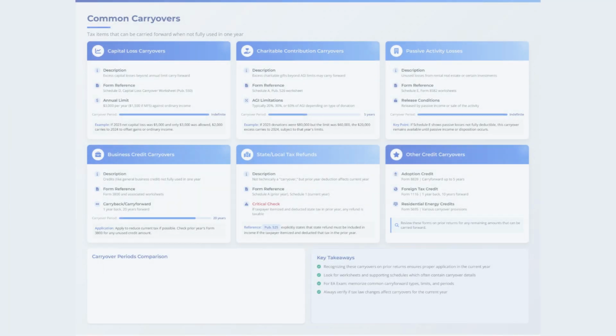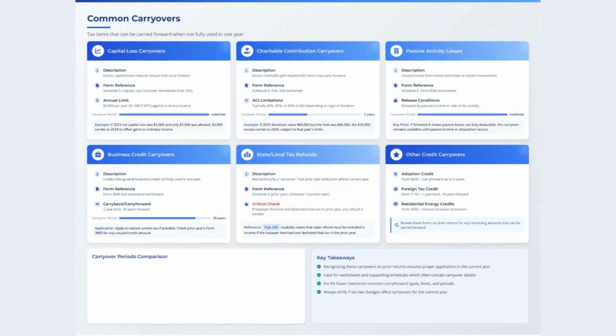Now let's talk about something that comes up a lot on both the EA exam and in real-life tax prep: carryovers. Carryovers happen when a taxpayer can't use a deduction or credit fully in one year, so it gets carried forward to use in future years. Knowing where to spot these on a prior year return is critical. Let's walk through the most common carryovers you'll see.